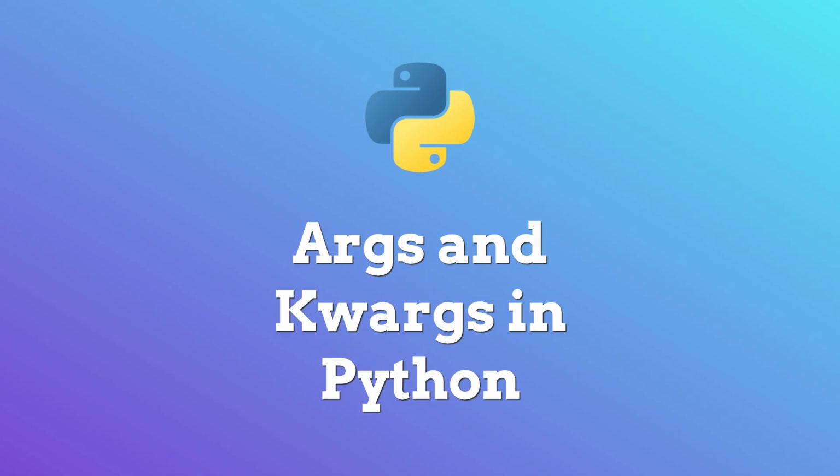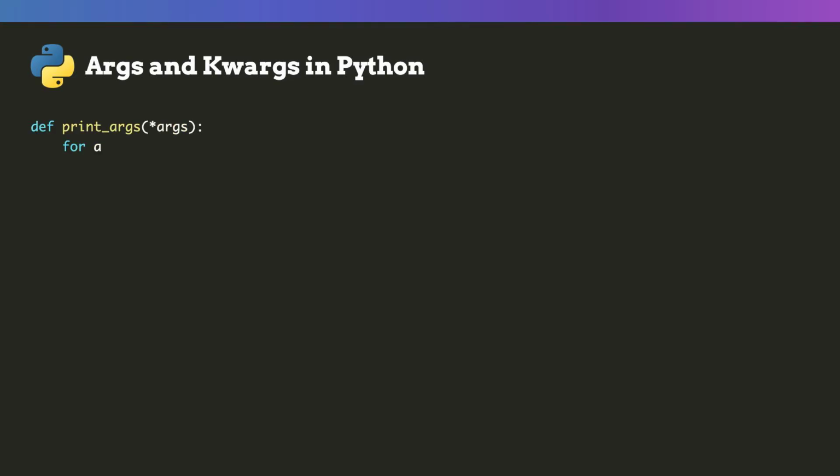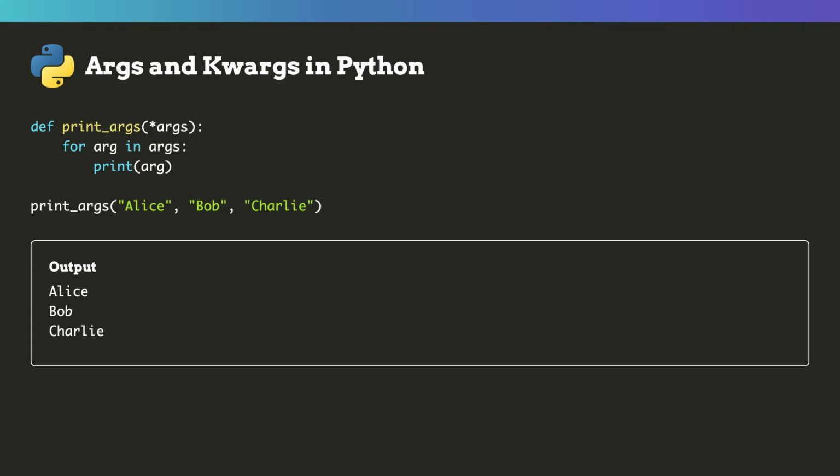Working with function arguments. Let's talk about args and kwargs. Args and kwargs help us write functions when we don't know the number of parameters ahead of time. Instead of defining explicit parameters, we collect the arguments into one catch-all.